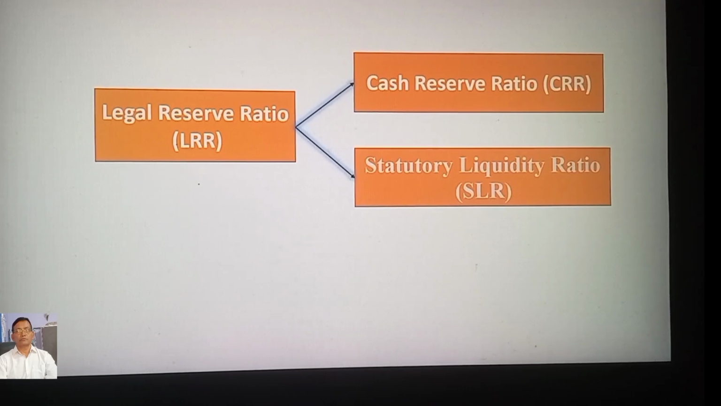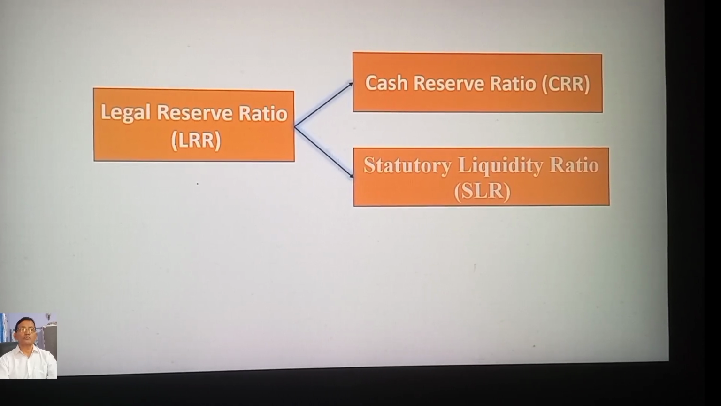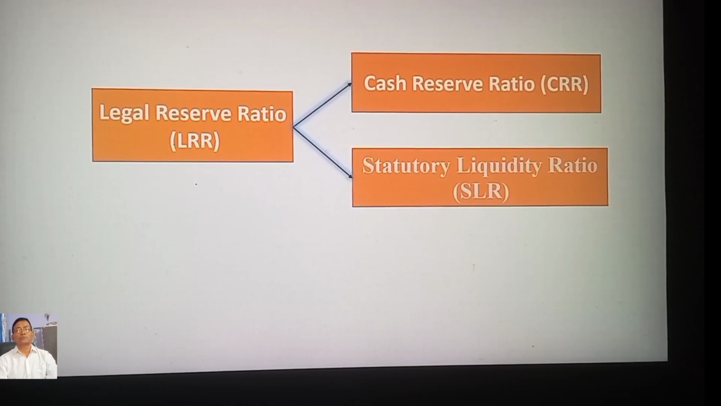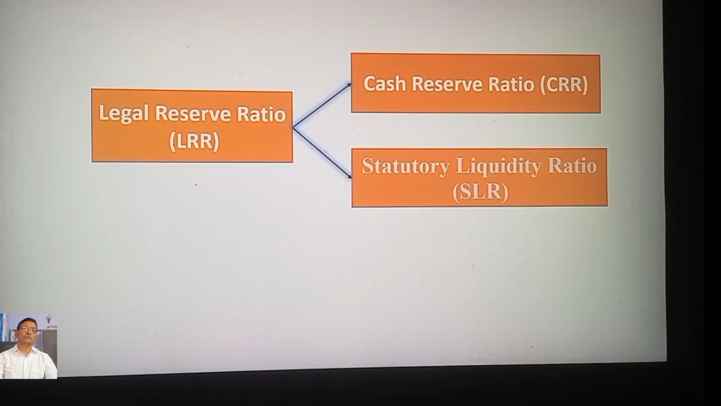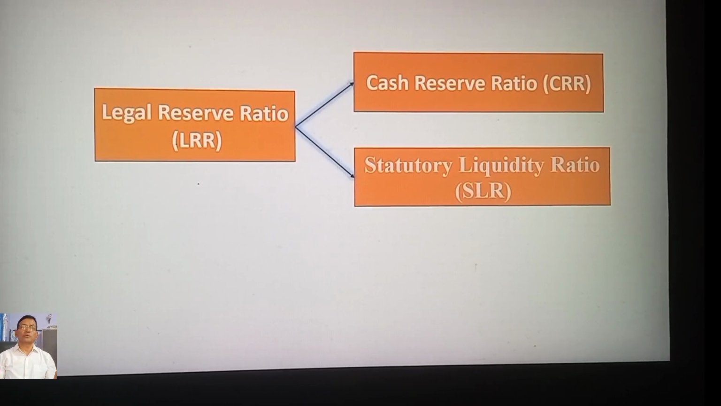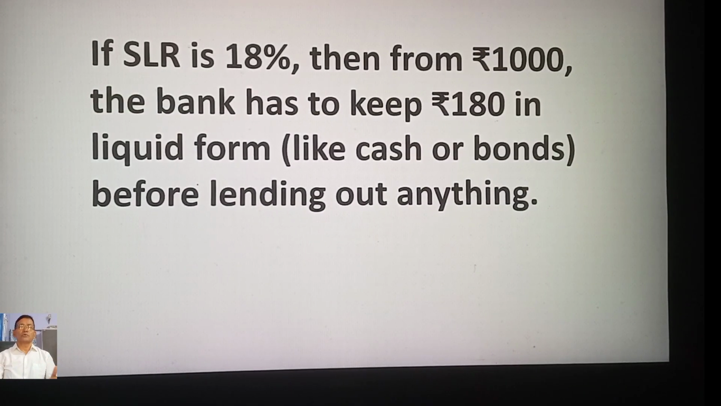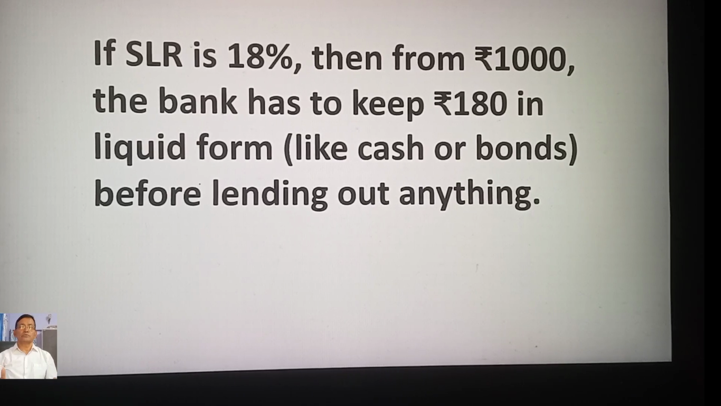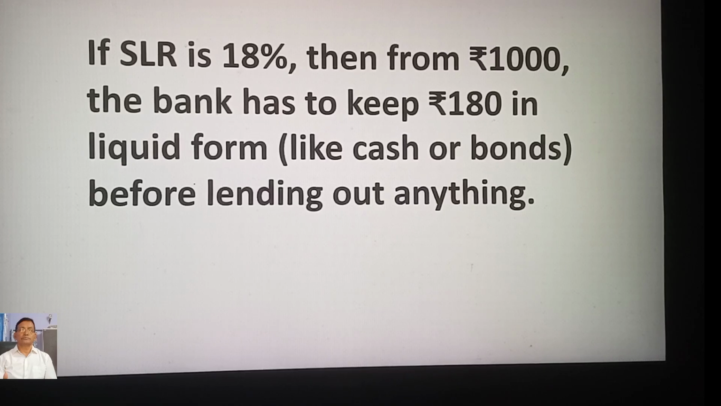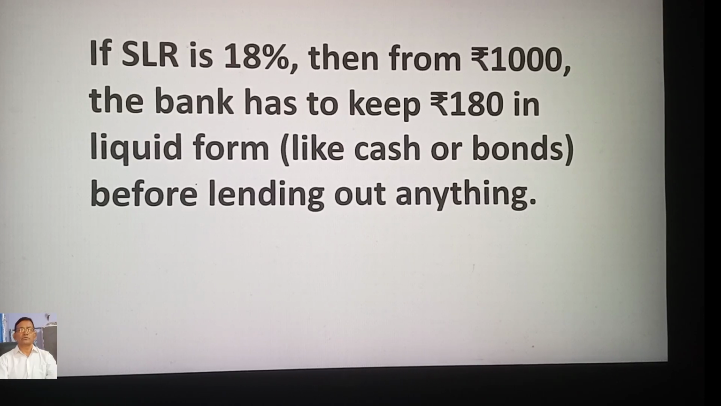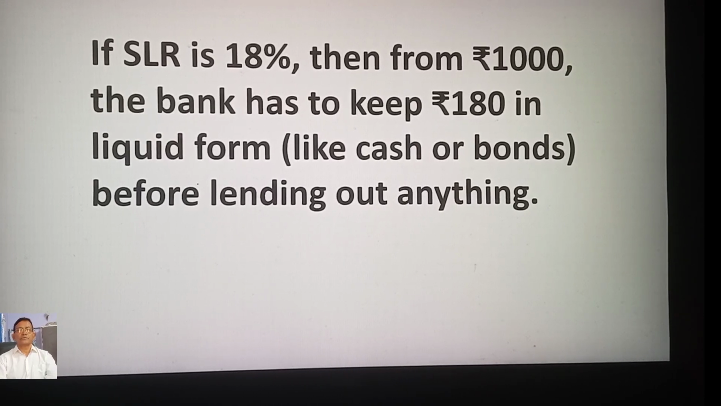Statutory liquid ratio, SLR. This is the percentage of money that banks must keep with themselves, but in the form of cash, gold, or government bonds. As for example, if SLR is 18%, then from rupees 1000, the bank has to keep rupees 180 in liquid form like cash or bonds before lending out anything.